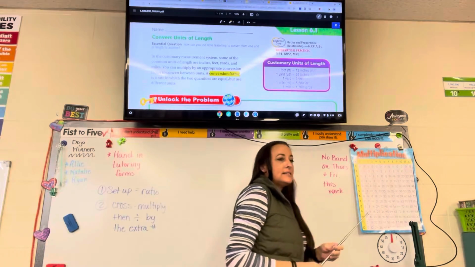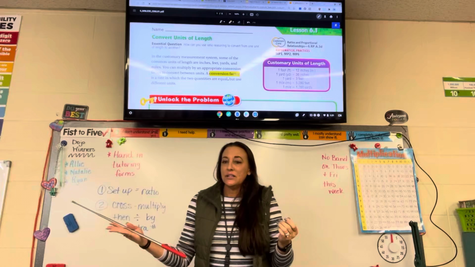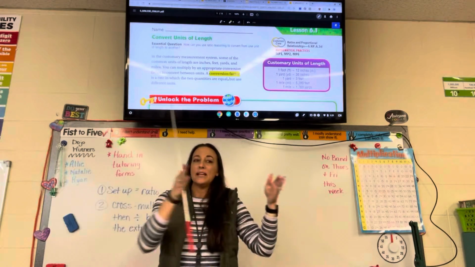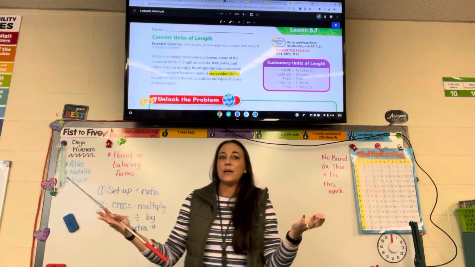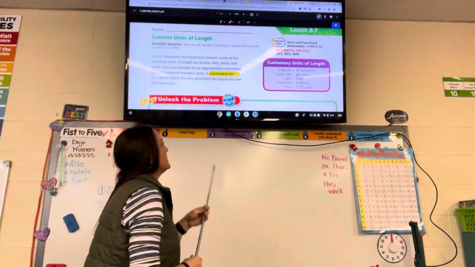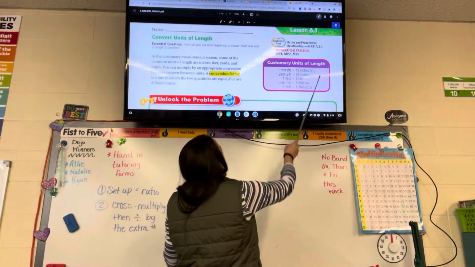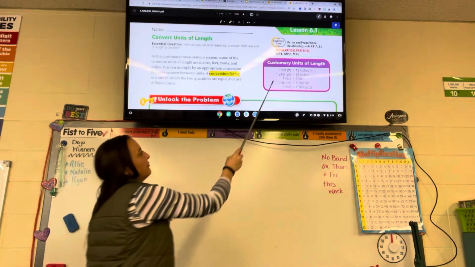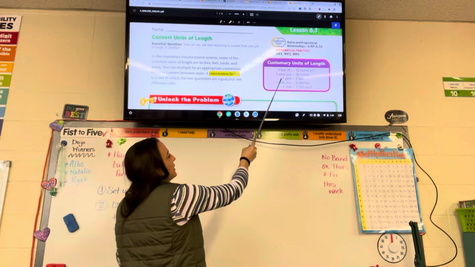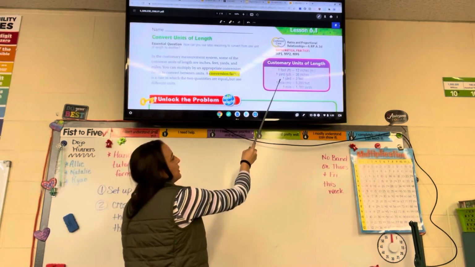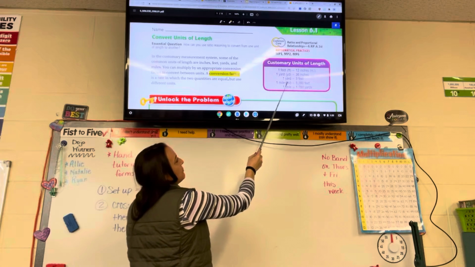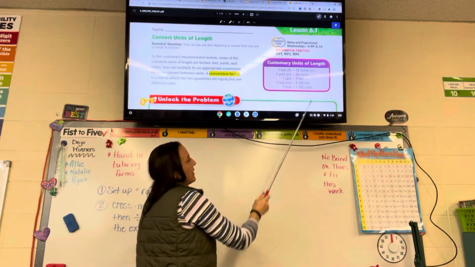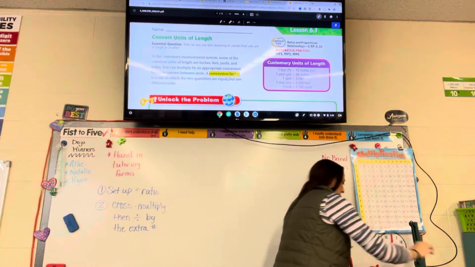What that means is 12 inches is equivalent to 1 foot. So those are the same amount of length but two different types of measurement, right? Okay, so that's what it's talking about. So this is going to be your friend today. You're going to need this for the assignment. 1 foot equals 12 inches, 1 yard is 36 inches, 1 yard is 3 feet, 1 mile is 5,280 feet, and 1 mile is 1,760 yards. So that's what we need.